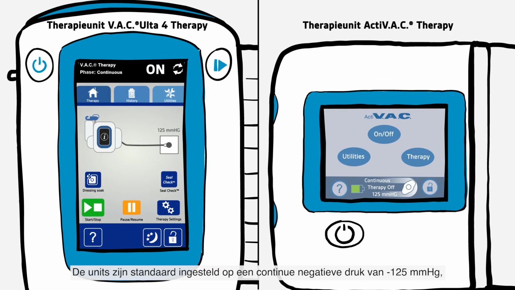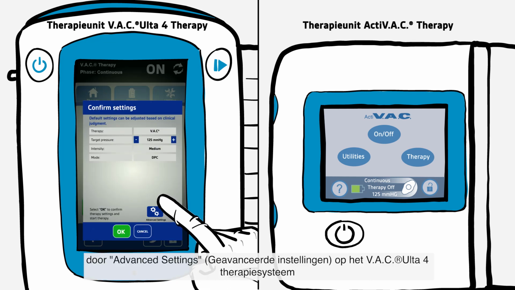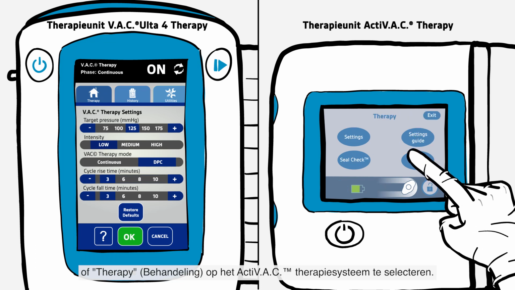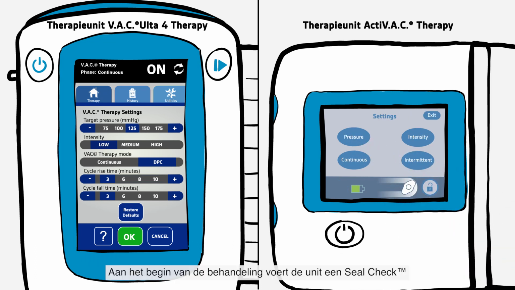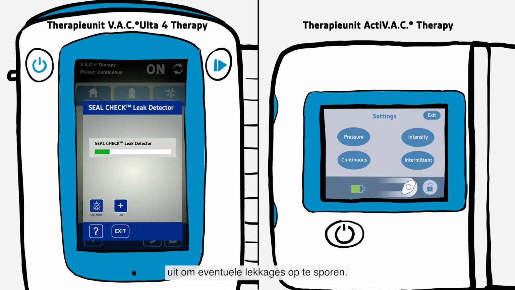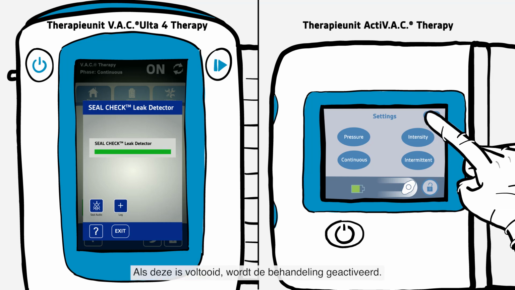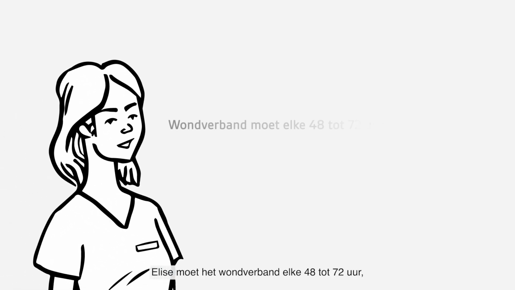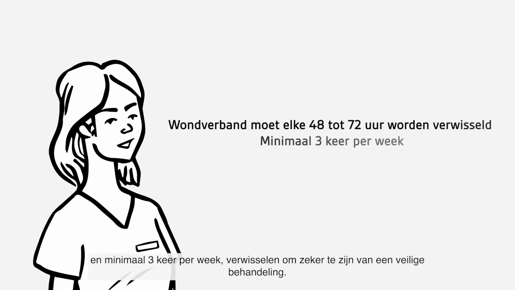The units are set by default to continuous negative pressure of 125mm of mercury, but Elise can easily adjust the default settings by selecting Advanced Settings on the VAC Ultra Therapy system or Therapy on the ActiVac therapy system. Once the therapy is initiated, the unit will run a seal check feature to determine if there are any leaks. When completed, the therapy will be activated. Elise must remember to change the dressing every 48 to 72 hours, no less than 3 times per week, to ensure safe use of the therapy.